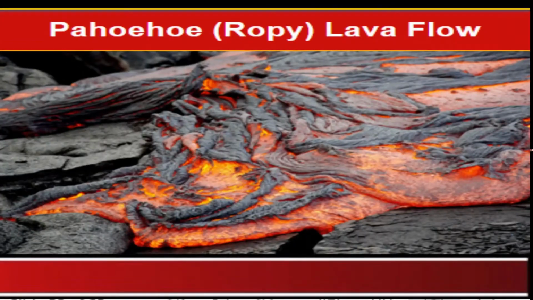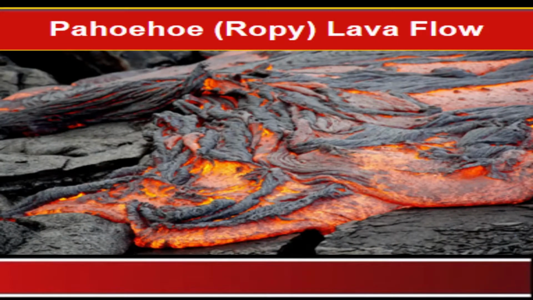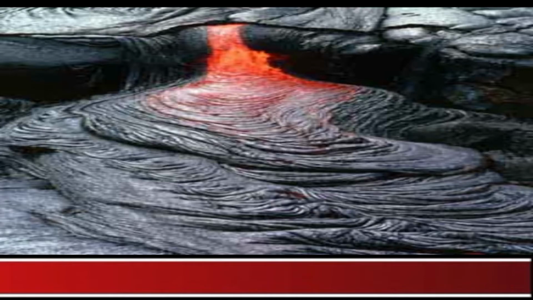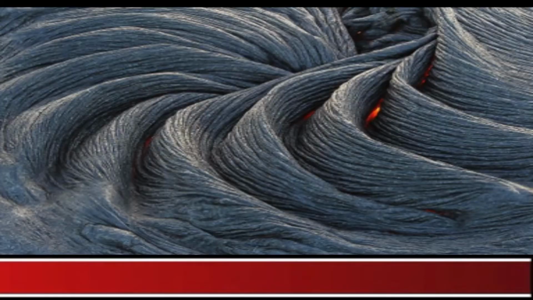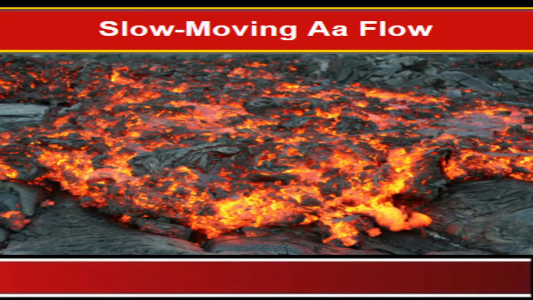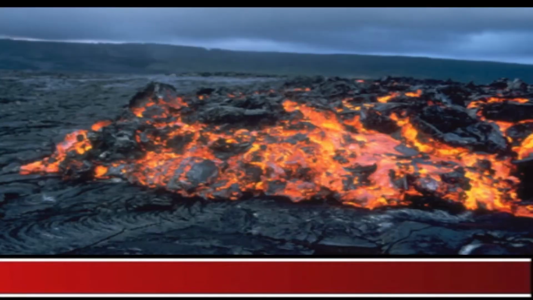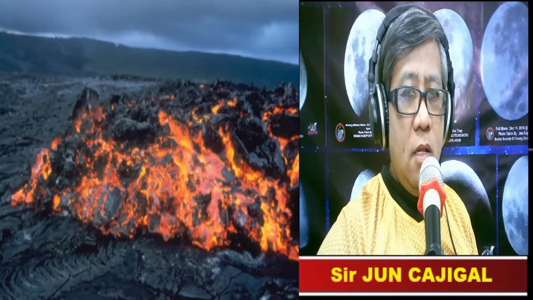So again, when we speak of pahoehoe or ropey lava, they appear as braids in ropes. Okay, here is another picture of pahoehoe lava. As you could see in this picture, the lava appears as braids in ropes. Okay, and here is a picture of aa lava. When we speak of aa lava, these are jagged and rough type of lava, as you could see in the following pictures.